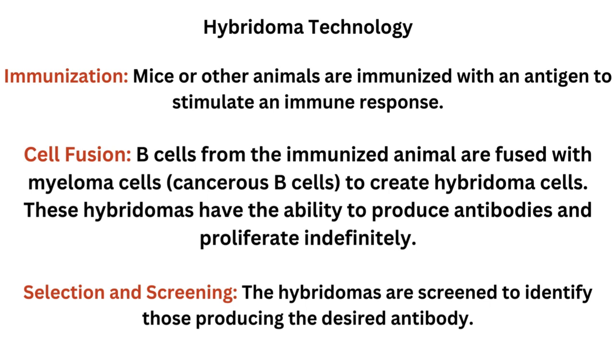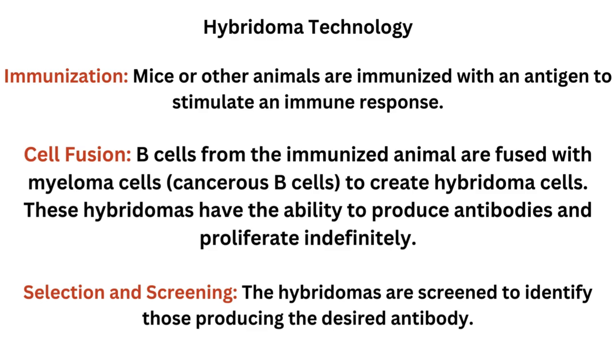Hybridoma technology is briefly explained here, and different steps are there. The first step is immunization. Immunization means the mice or other animals are immunized with an antigen to stimulate an immune response. Then the second step is cell fusion. B cells from the immunized animals are fused with myeloma cells, or cancerous cells, to create hybridoma cells. These hybridomas have the ability to produce antibodies and proliferate indefinitely.